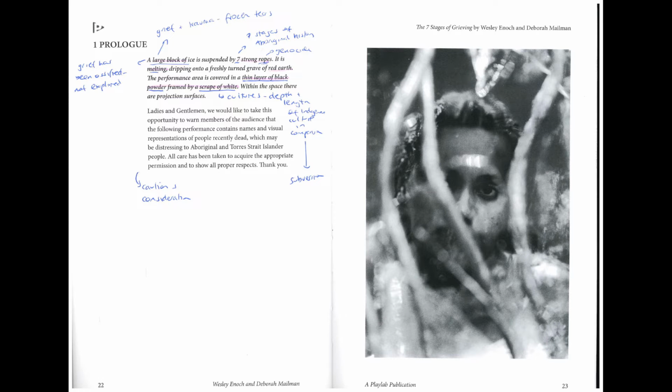Scene 1, Prologue. A large block of ice is suspended by 7 strong ropes. It is melting, dripping onto a freshly turned grave of red earth. The performance area is covered in a thin layer of black powder, framed by a scrape of white. Within this space, there are projection surfaces.